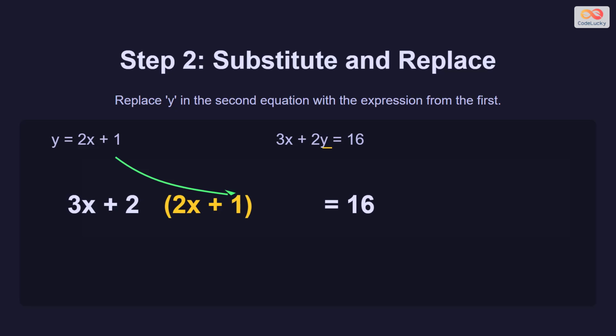Now for the substitution part. We will take the expression 2x plus 1 from our first equation and use it to replace the variable y in our second equation. The second equation becomes 3x plus 2 times the quantity 2x plus 1 equals 16.